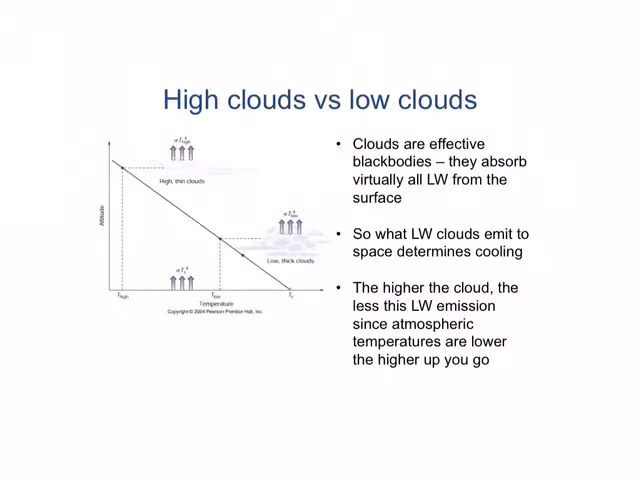So these high thin clouds will end up letting a lot of incoming solar radiation through. I'm going to go ahead and draw that here. So they let shortwave radiation through. And the clouds that are located lower and are thicker are more effective at reflecting incoming shortwave radiation back to space.